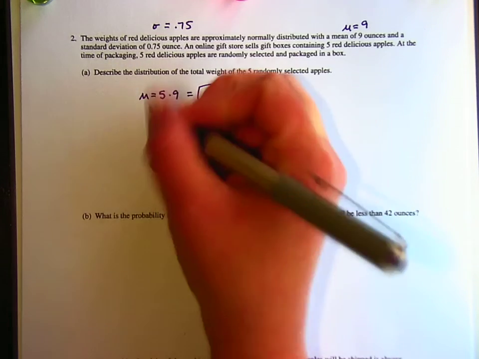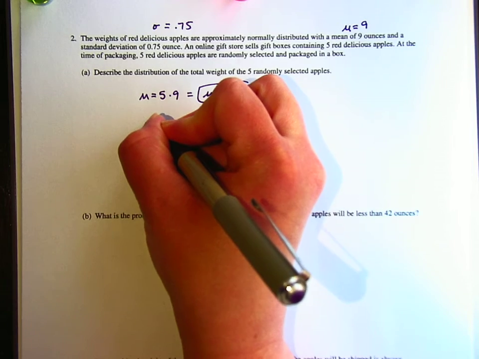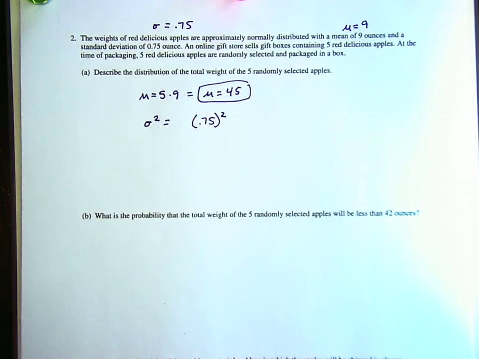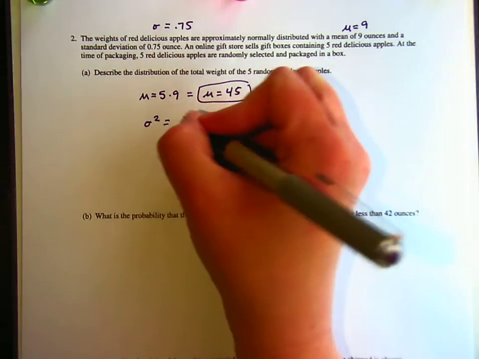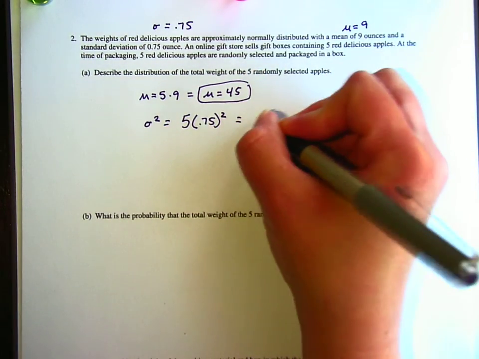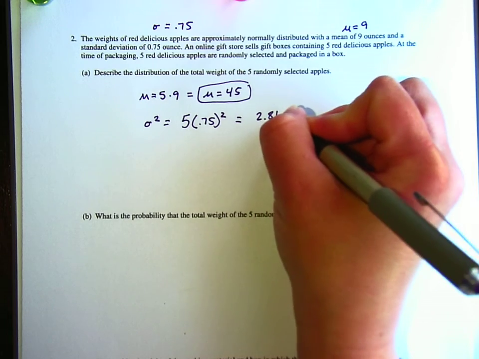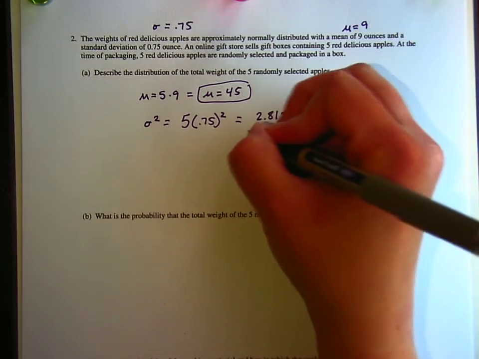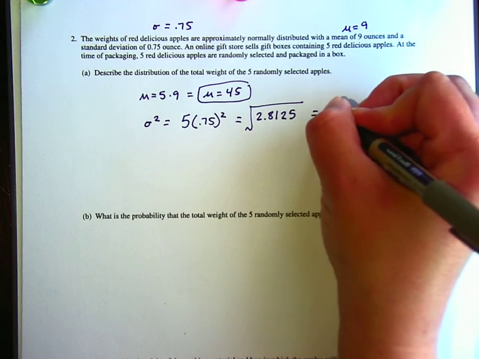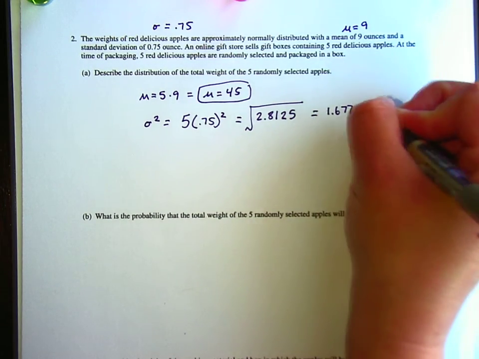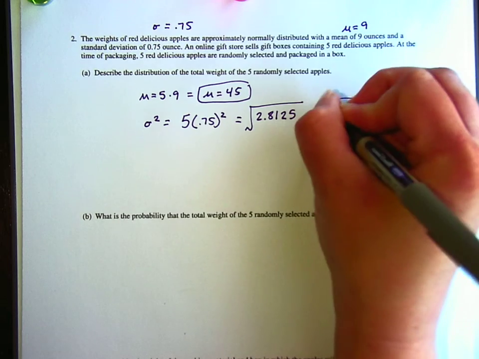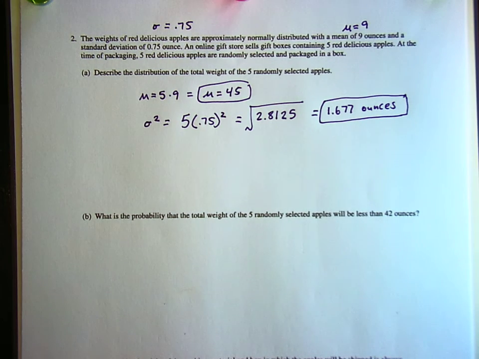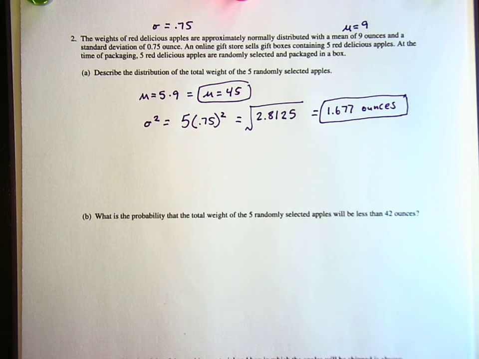So what I can do here is say the variance is 0.75 squared, because the standard deviation is 0.75, and there's 5 of those. If you multiply those out, you get 2.8125. Remember to go to 4 decimal places on this test always. Then you take a square root to get to the standard deviation, which is 1.677 ounces. So remember, if you're combining different things, you can always combine the variances, but you can't just combine the standard deviations because they will affect each other.